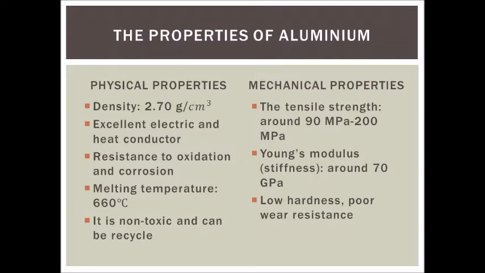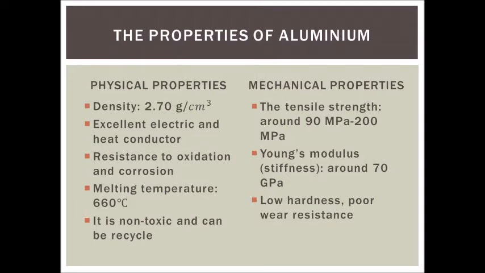So the first one is the density. The density of aluminium is around 2.70 gram per centimeter cubed, which is one-third the density of steel. It is also an excellent electric and heat conductor, and also highly resistant to oxidation and corrosion. It is also non-toxic and can be recycled with only about 5% of the energy that was needed to make it from aluminium.